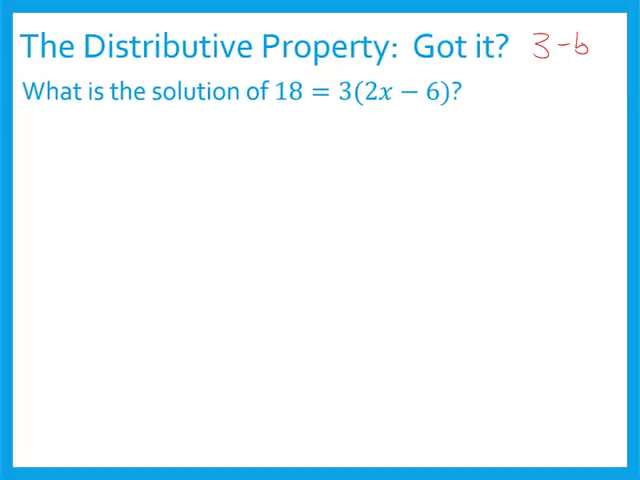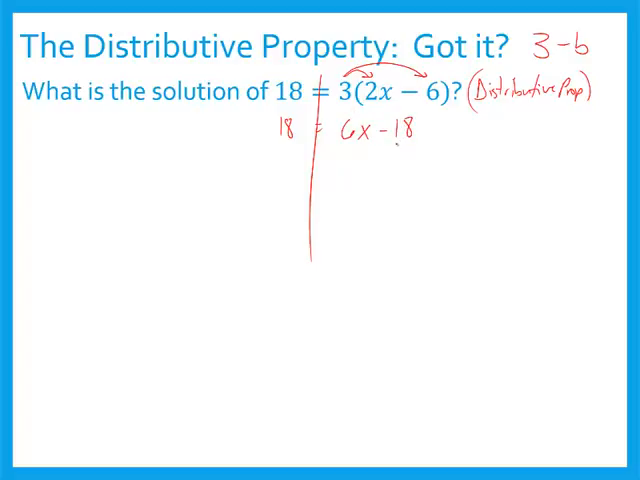What we have here is 18 equals 3 times 2x minus 6. So using the distributive property, we need to take the 3 on the outside and distribute it to the inside using the double rainbow. So that's the distributive property. Alright, so we have 18 equals 3 times 2x, which is 6x. 3 times negative 6 is negative 18.